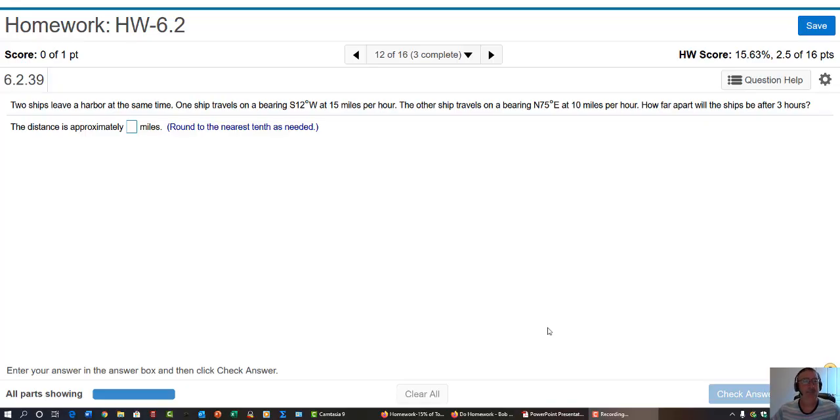All right, in this example, we have an application problem involving bearings. So it reads, two ships leave a harbor at the same time. One ship travels on a bearing of south 12 degrees west at 15 miles an hour. The other ship travels on a bearing of north 75 degrees east at 10 miles an hour. How far apart will the ships be after 3 hours?